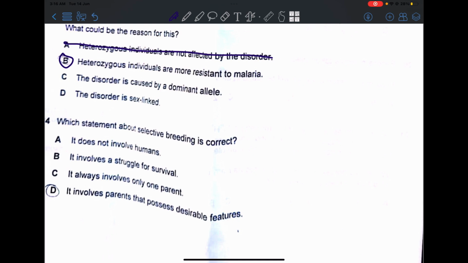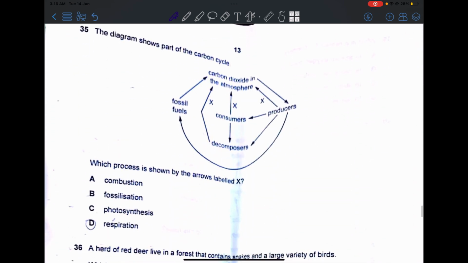It can sometimes involve two parents, because they're going to have the features that are needed, the desired features. So no, it doesn't always only require one parent. So D is going to be our answer because it involves parents that possess desirable features. As I explained, they both have to have the desirable features so they can bring an offspring with the desirable feature as well.